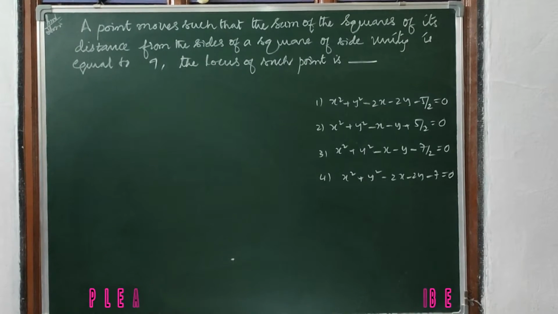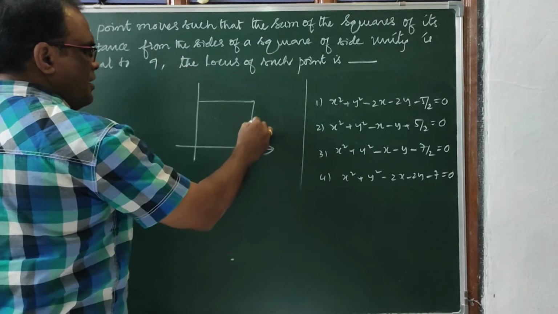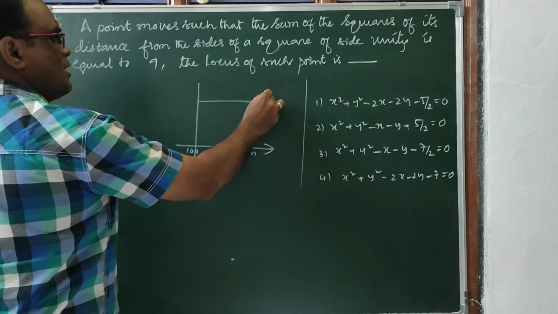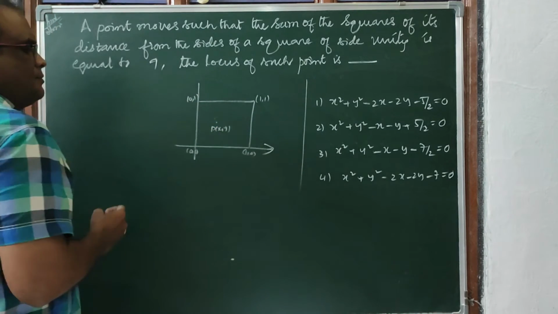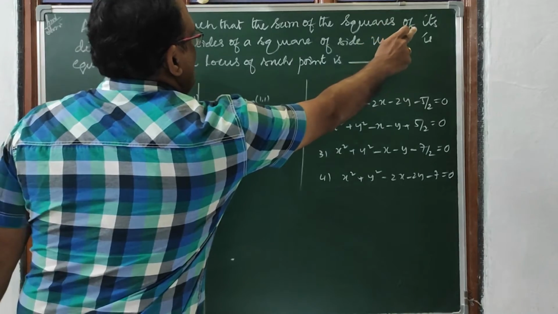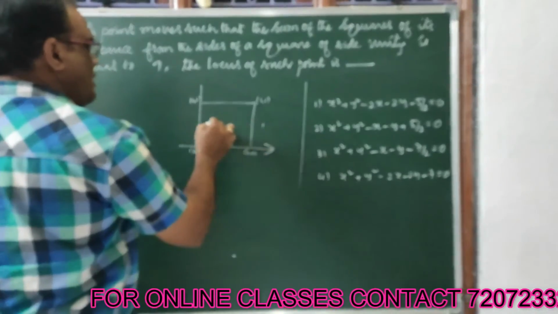A point moves such that the sum of the squares of its distances from the sides of a square of side unity, that means 1, is equal to 9. Find the locus of such a point. Take the square here: this is (0, 0), this is (1, 0), this is (1, 1), this is (0, 1). Let (x, y) be the point here. What is it saying? A point moves such that the sum of the squares of its distances from the sides of a square of side unity.